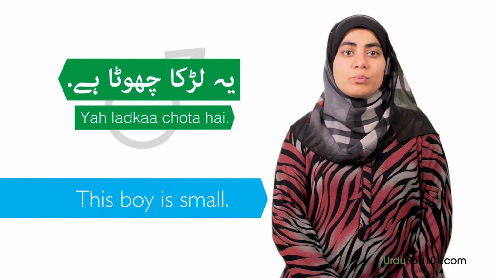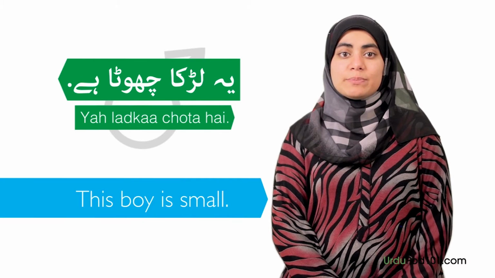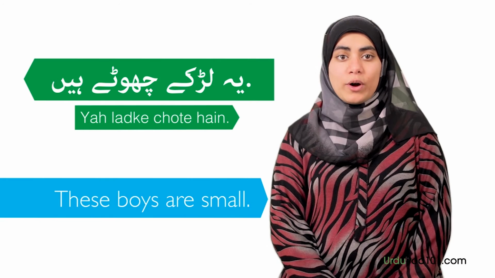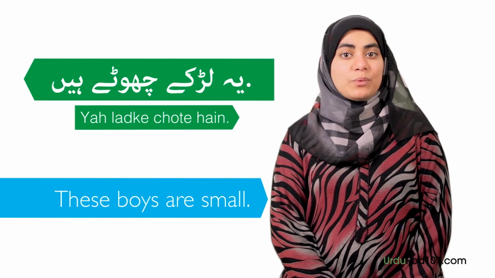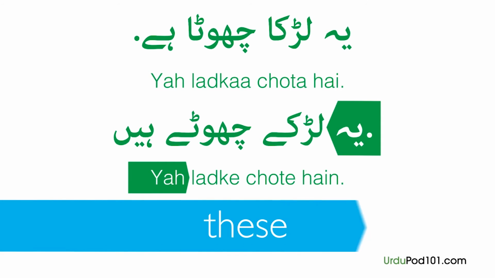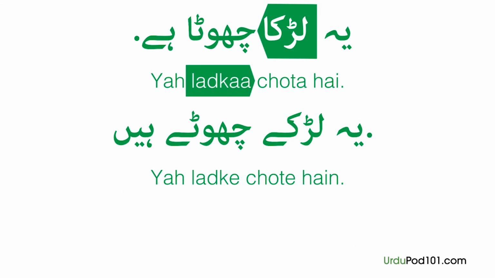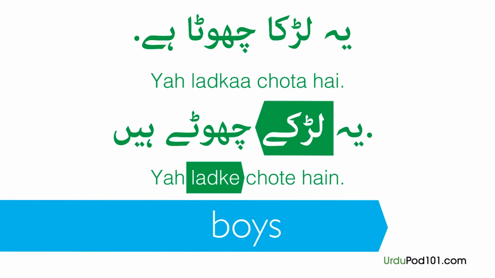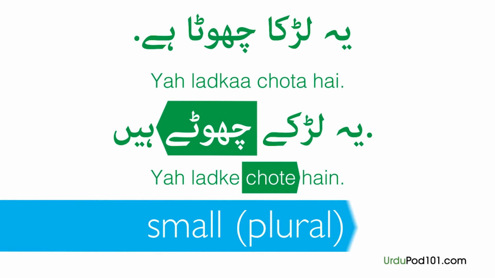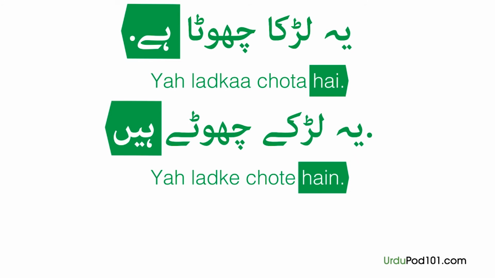Now, when talking about more than one boy, the sentence becomes ye ladke chote hain. These boys are small. Let's see what changes. Ye remains the same, but now it would mean these. The noun ladka changes to ladke to mean boys. The adjective needs to follow the noun, so chota also changes and becomes chote, the plural version of small. Finally, hai also changes to hain because the subject is now plural.